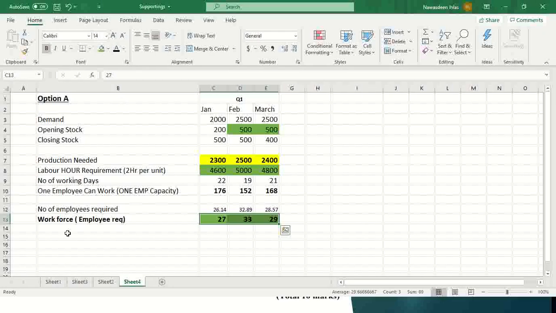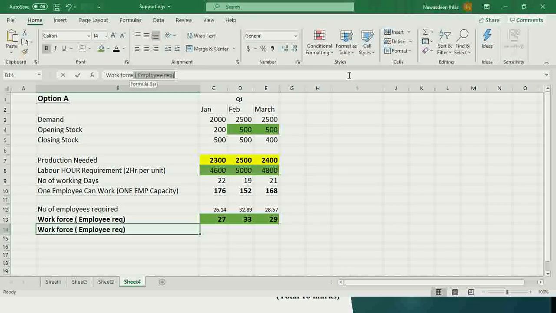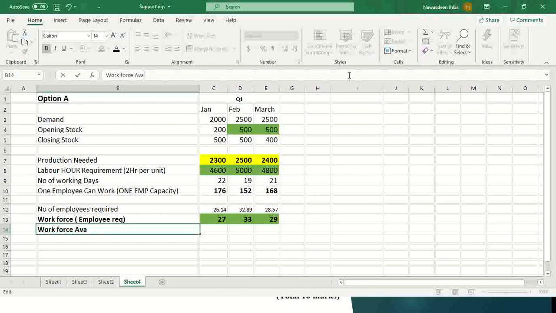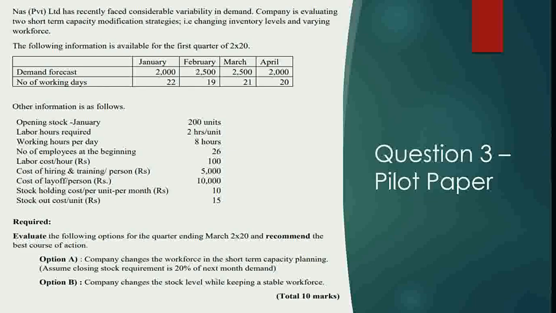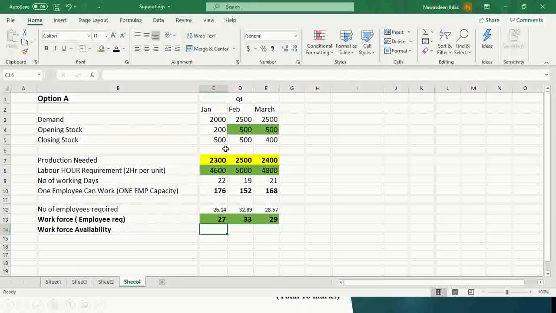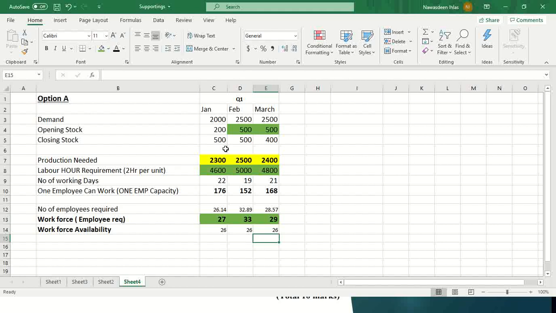Right now, we are going to compare this with our labor availability or workforce availability. So in this question they have given the company having only 26 employees at the beginning of January.